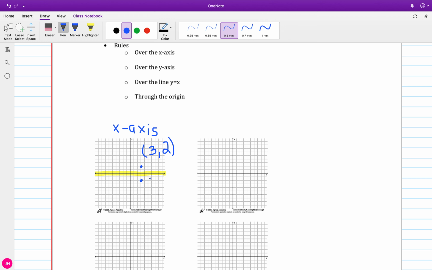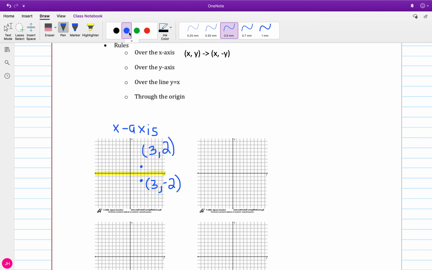So this is going to be my point. My new point, my image, is going to have a -2 instead of a +2, which leads me to our rule up here. So we started with the point (x, y). And the rule says I'm going to keep x, but my y value is going to change from positive to negative. So I'm going to change the sign of the y value.